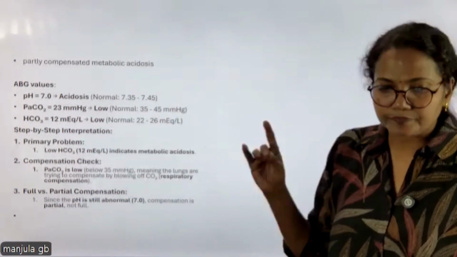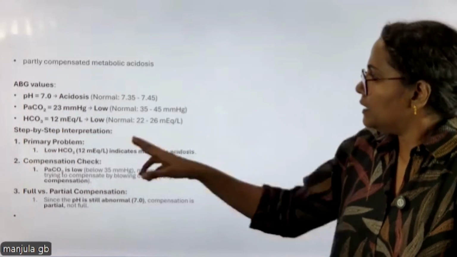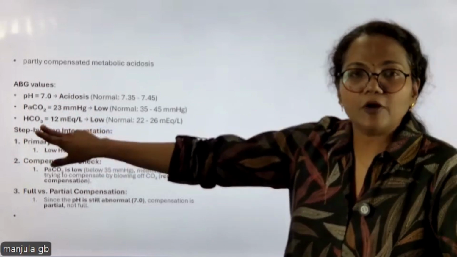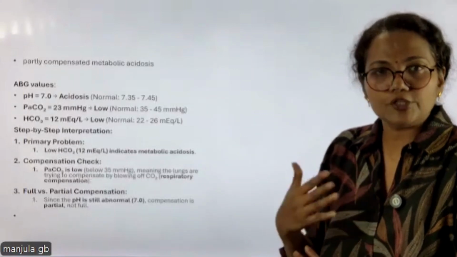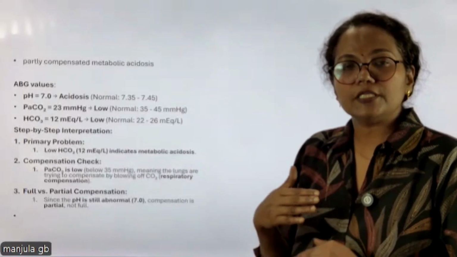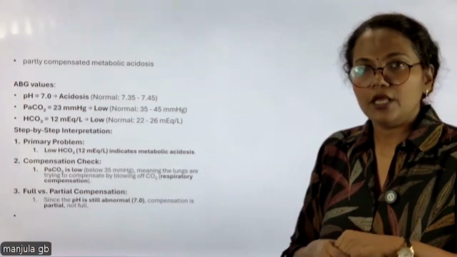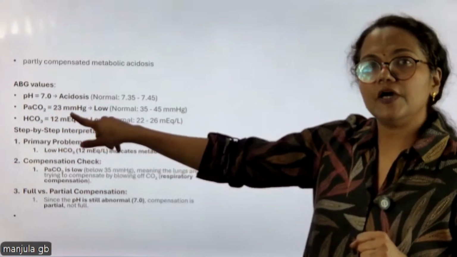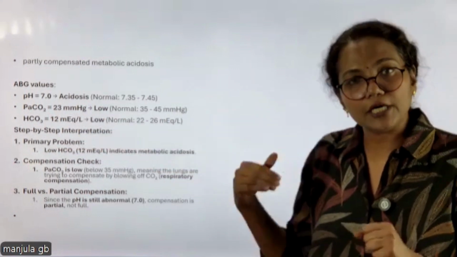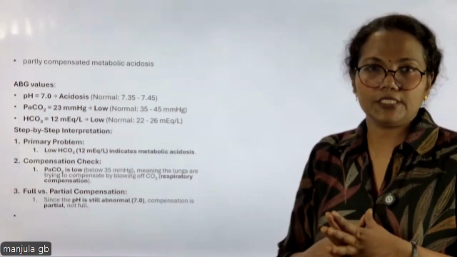Now you have to look at it like this. So here it is a metabolic problem. So the other organ will try to compensate it. That means when there is a metabolic acidosis, the lung will try to compensate it. So here you can see that the carbon dioxide value has literally gone down from the normal. That means the lung is trying to compensate.